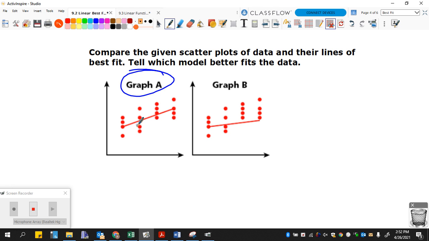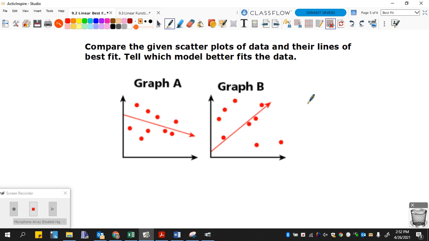And you notice here, this line of best fit goes from the middle of the first set of data to the middle of the second set of data. Same thing here, middle of the first set of data to roughly the middle of the second set of data. If we could have moved that up there. Okay, but once again, it's an approximation. So graph A is a better fit, the line of best fit.